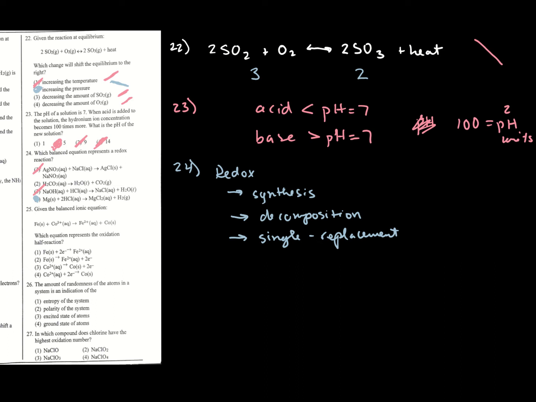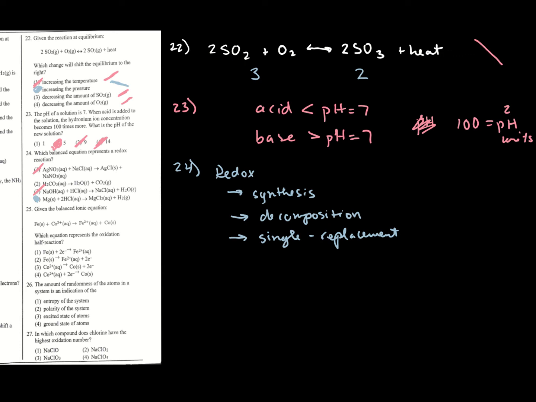Especially since in choice 2 there's no charge changes. In choice 4 you have a clear element that's going from 0 to +2 and a +1 to 0. So there's a change in oxidation states, which is what we look for in redox reactions. Number 25. Which equation represents the oxidation half-reaction?